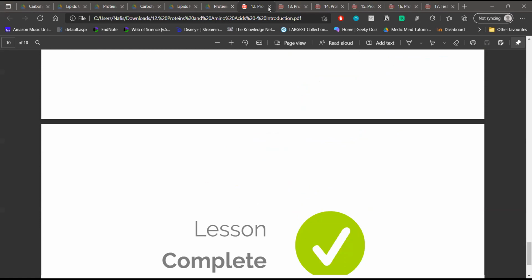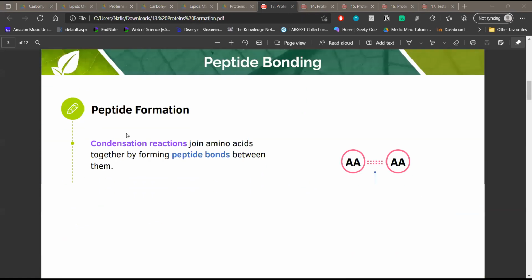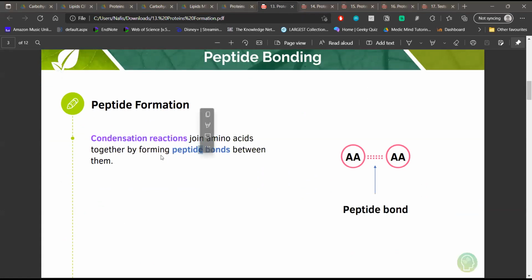Continuing, protein formation. This is not protein synthesis particularly yet. We're just talking about peptide bond formation, dipeptides and polypeptides, and the differences between amino acids. Condensation reactions join amino acids together by forming peptide bonds between them. As a little bit of a brownie point, can anyone name the enzyme that will do this in the process of translation?